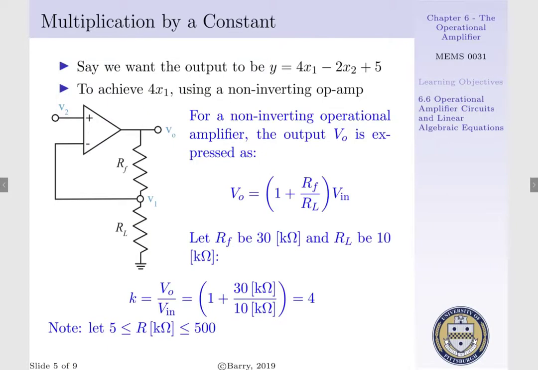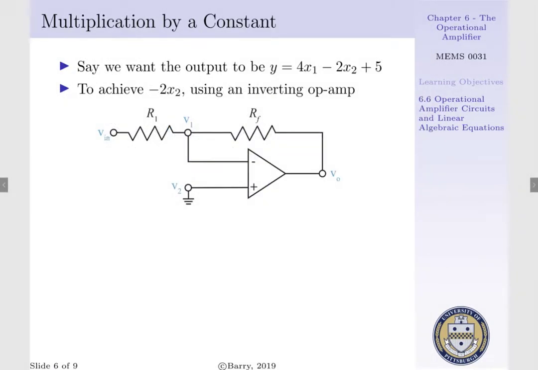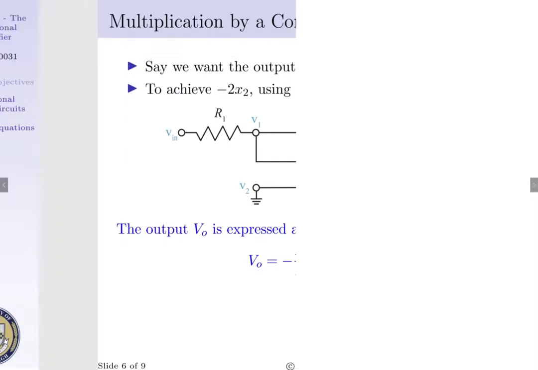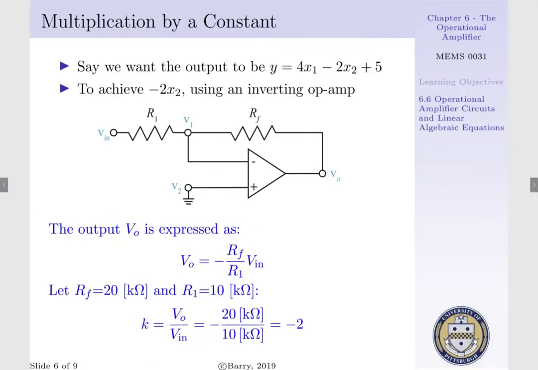Now it's noted that we provided some arbitrary values for our resistors. However, a general rule of thumb is to have your resistor values lie between 5 and 500 kiloohms. Now, if we wanted to determine our gain of minus 2 for the negative 2x2 term within our summation, we would use an inverting operational amplifier. If we recall, our voltage output is equal to minus RF per R1 times our input voltage, we would choose RF to be equal to 20 kiloohms and R1 to be equal to 10 kiloohms. Therefore, our gain would be equal to minus 2.